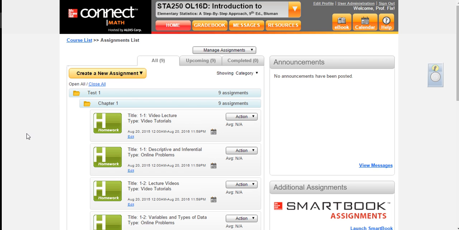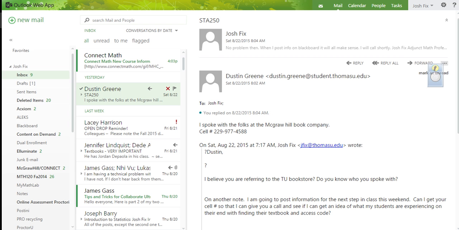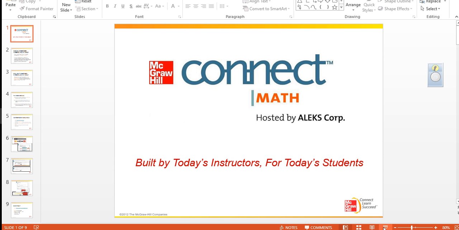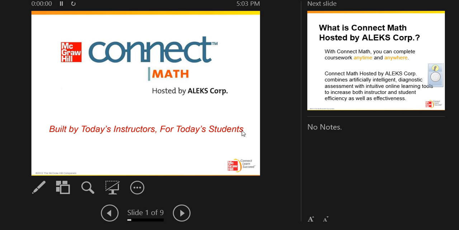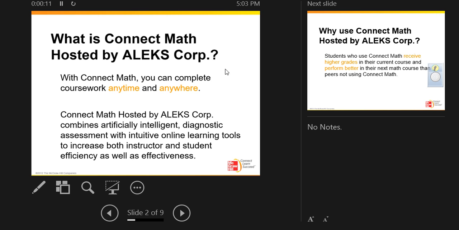So let me go ahead and show you how the process is going to work for you to actually get a Connect Math account. So this is a PowerPoint which I will post as a PDF on Blackboard in just a moment. And so what we see here as I move through the slides is, hey, this is Connect Math. And Connect Math is basically hosted by Alex, which is like an artificial intelligence diagnostic assessment with intuitive online learning tools to increase both instructor and student efficiency as well as effectiveness. Just sounds awesome, doesn't it? Well, it really is, because it's so dynamic.